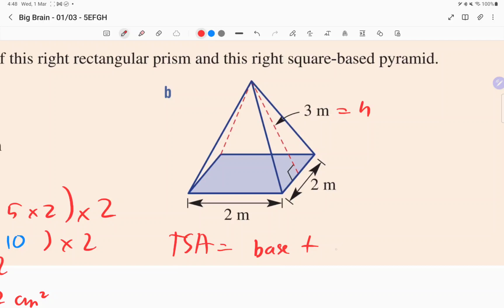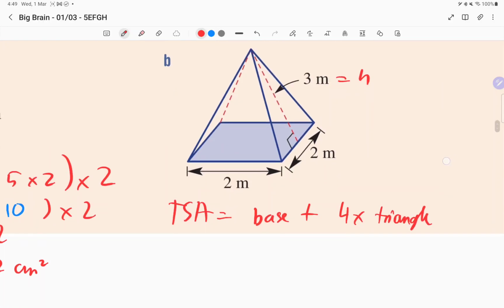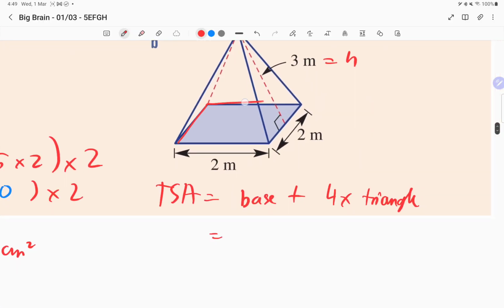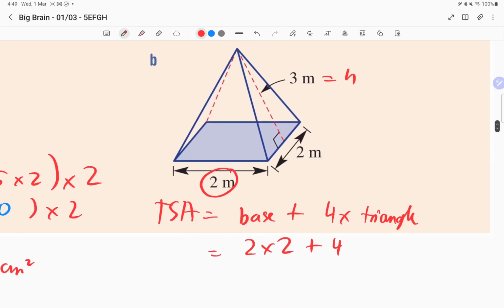The triangle times 4. Yes, all right. So 4 times the triangle sides, all right? Okay, so what's the base area here? The base is just this one here, and that's a square base of side 2, so it'll just be 2 times 2. All right, plus 4 times, what's the formula for the triangle?